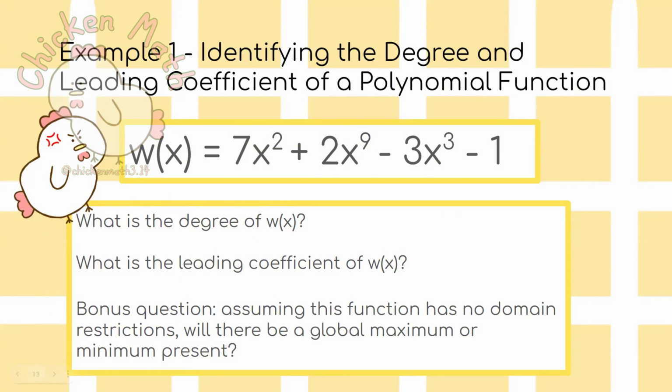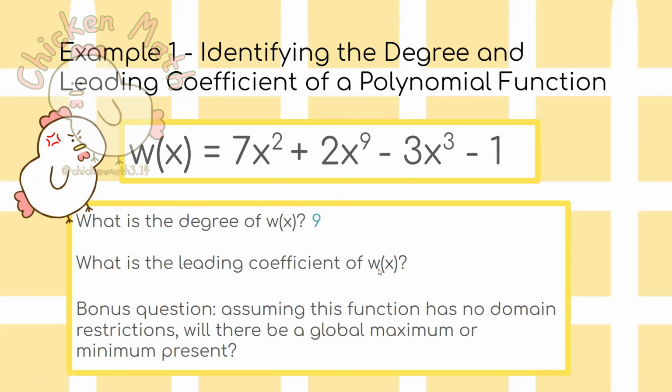And you guys can pause to answer these questions, but the degree of w of x would be 9, because it is the biggest exponent that our variable x is being raised to. Now, this might have tripped you up a bit because this is not in standard form, so our degrees do not decrease as we go along our function. Keep that in mind because sometimes they'll switch it up like this, but always look for the biggest exponent. So that would be 9.